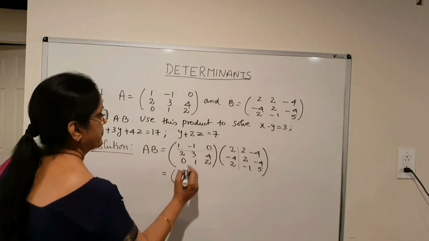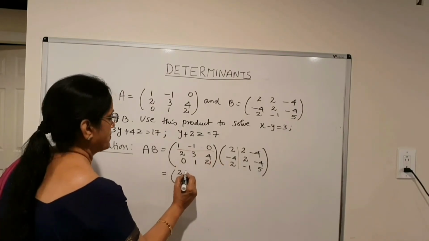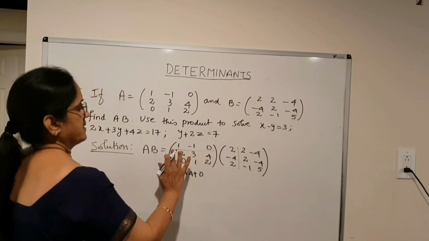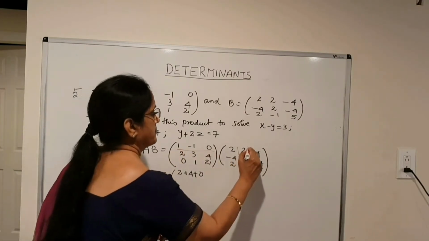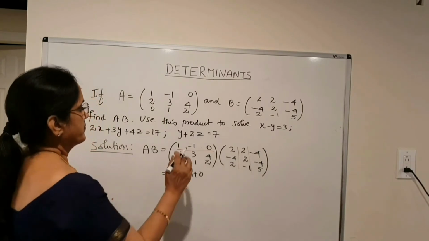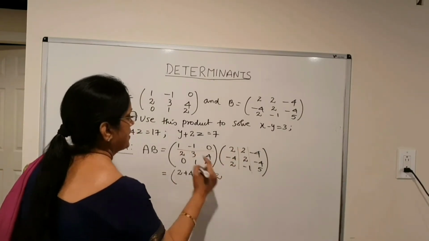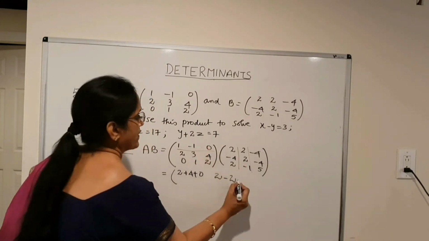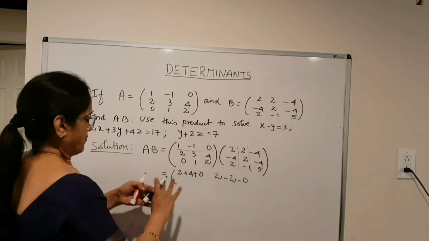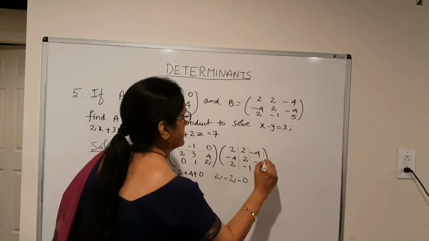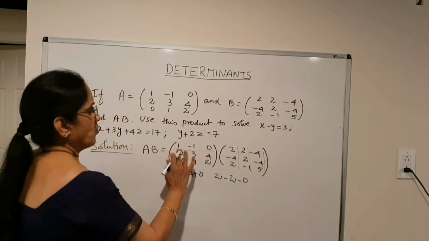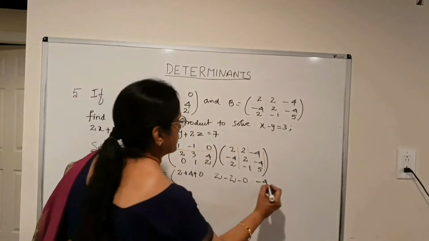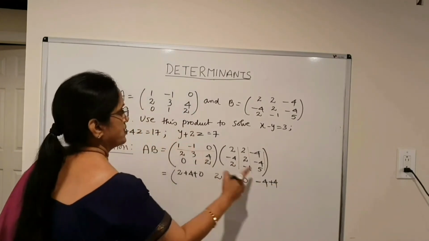1 into 2, 2, minus 1 into minus 4 is plus 4. Then 0 into 2 is going to be 0. Then first row and second column. That will give you 1 into 2, 2, minus 1 into 2, minus 2, 0 into minus 1, again 0. Then first row and third column. That will give you 1 into minus 4, minus 4, minus 1 into minus 4, plus 4, then 0 into 5, plus 0.